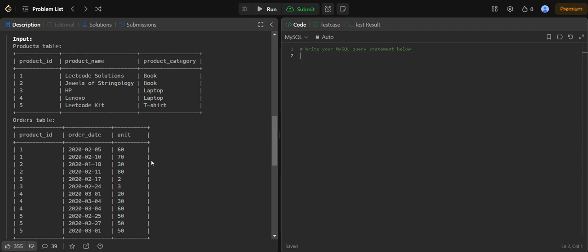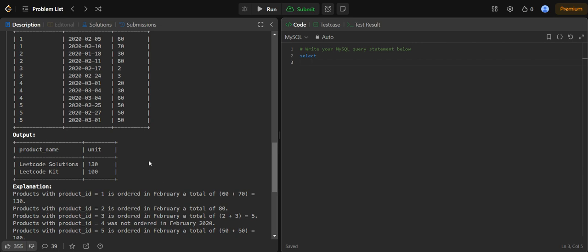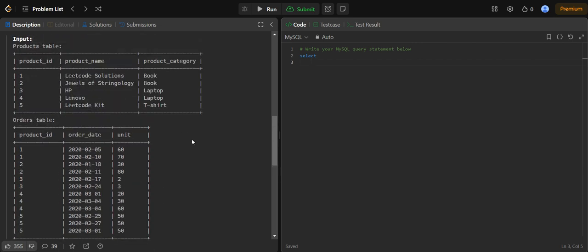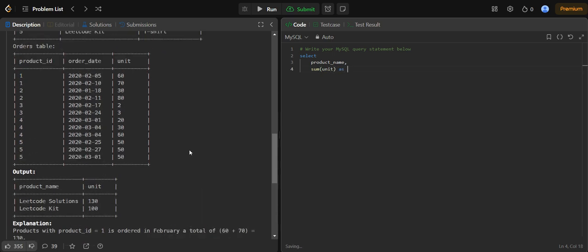So how to solve this? I can solve this by simply filtering the data. Just by filtering this data, I can solve the problem. So let me show you how. I can write SELECT. I need the product name and the unit. So let me write product name and the sum of the unit, sum of the unit as unit only.